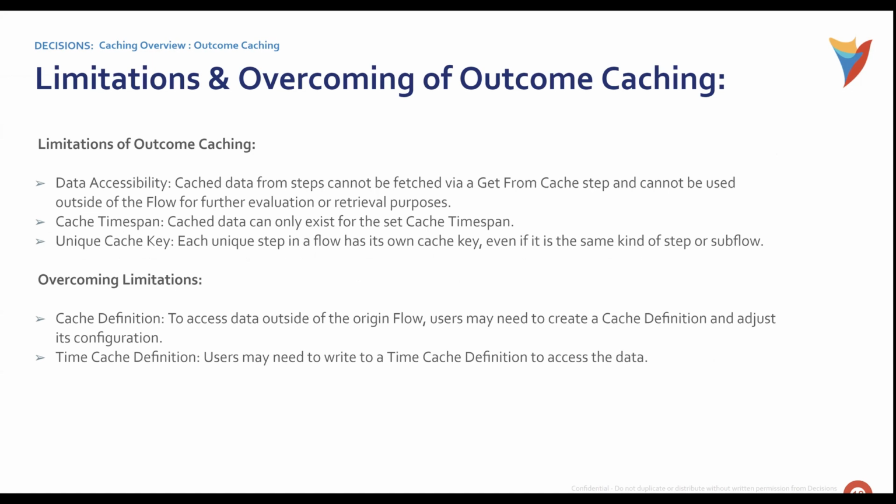As a result, this cache data cannot be used outside of the flow for further evaluation or retrieval purposes and can only exist for the set cache time span. To access the data outside of the origin flow, users may need to create a cache definition and adjust its configuration. Also, the user may need to write a time cache definition to access the particular data.